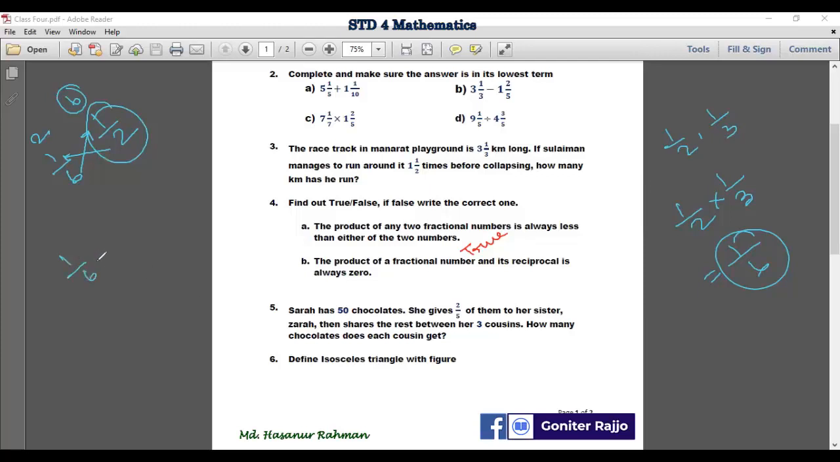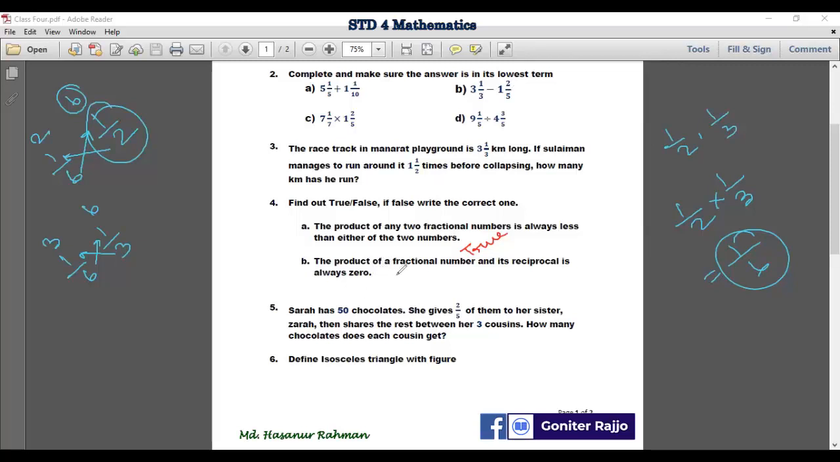Similarly, if you want to find out which one is greater, 1/6 or 1/3, just multiply. 6 multiplied by 1, that is 6. 3 multiplied by 1, that is 3. 6, of course, is greater than 3. So we can say 1/3 is greater than 1/6. So we can conclude this statement in this way: the product of any two fractional numbers is always less than either of the two numbers. That means the product of 1/2 and 1/3, equal to 1/6, is always less than either 1/2 or 1/3. Very simple.